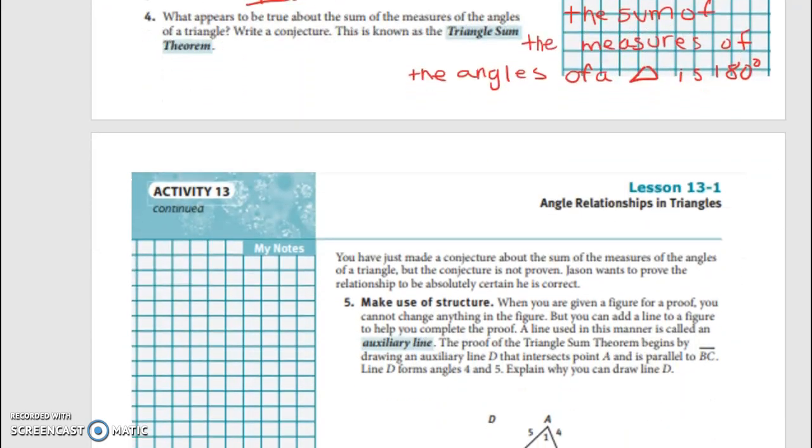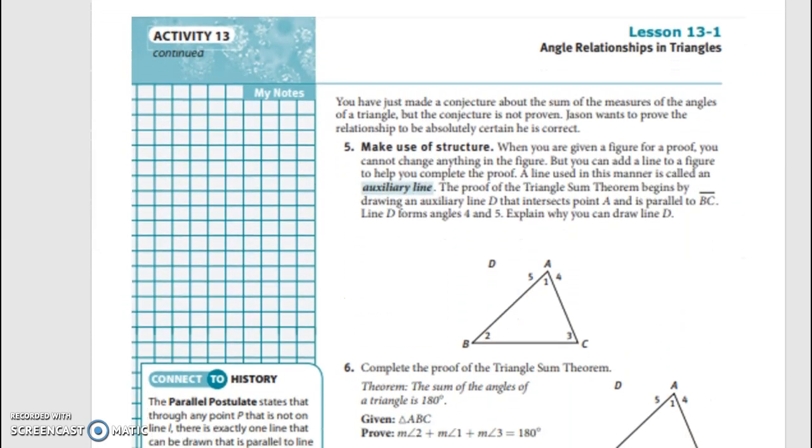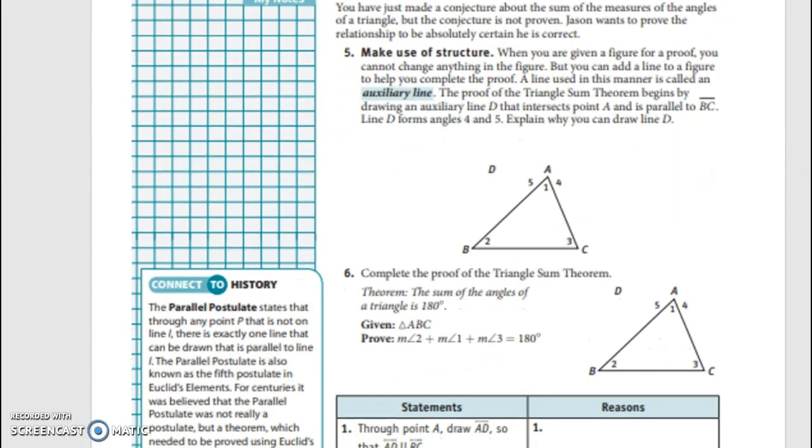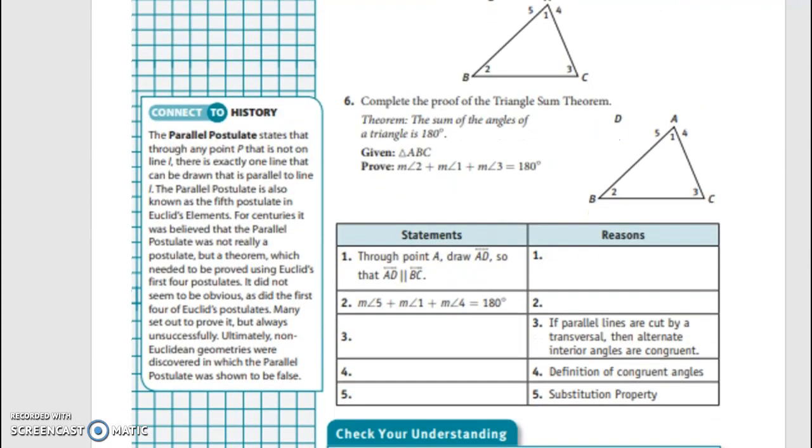Okay. Now if you turn the page, we're on page 182. It says you must have made a conjecture about the sum of the measures of angles of a triangle, but the conjecture is not proven. Jason wants to prove the relationship and be absolutely certain he is correct. So we've made a conjecture, we figured it out. Maybe some of you remembered from previous lessons that it's 180 degrees. Well, now we want to actually prove it. And how do we prove things in our class? We've been using two-column proofs.